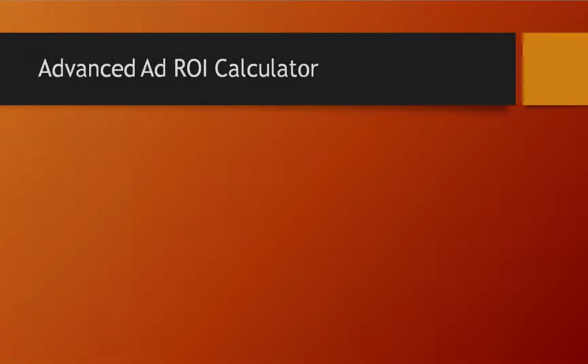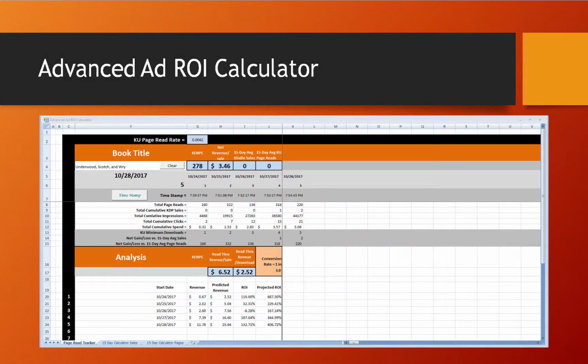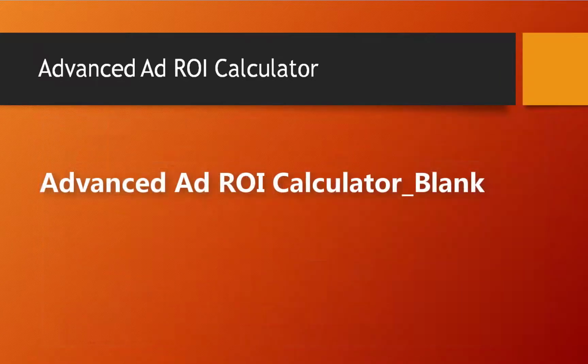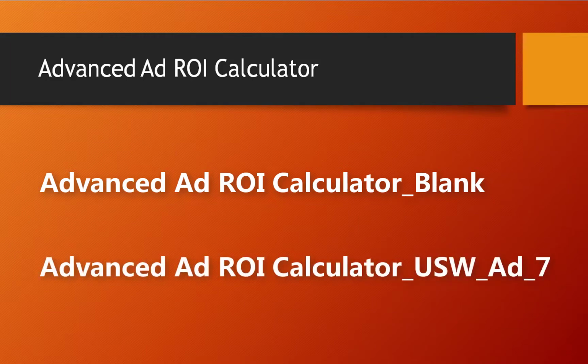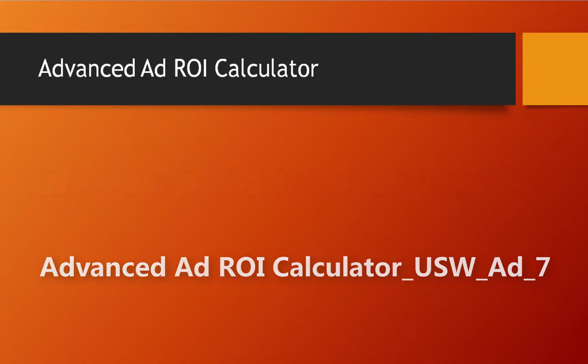This is the Advanced Ad ROI Calculator. Before we get started, I would like to recommend that when you get your copy, you name it something like Advanced Ad ROI Calculator _ blank. And then, when you want to use it to track an ad, you save as Advanced ROI Calculator _ USW _AD _7 or something like that, so you know what ad you were using the calculator on.